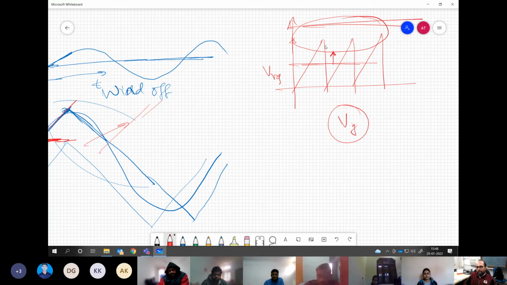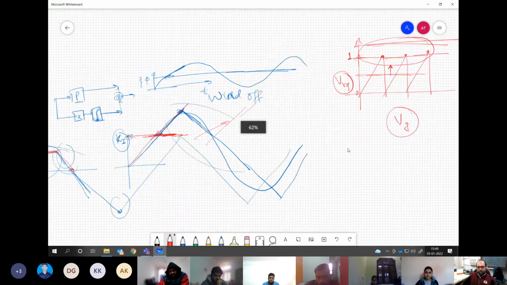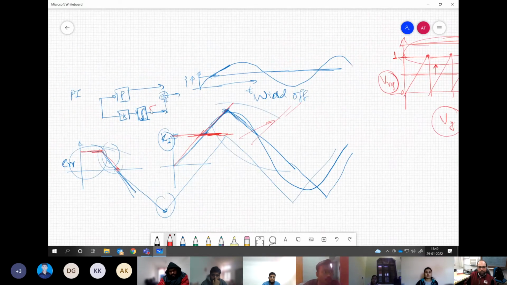So there must be some limit for this Vref, how much it can go. Within the controllable range, it can go between 0 and 1, which is the peak of your sawtooth carrier. Which means your integrator output, whenever you have a current controller, must be limited between 1, maybe -1 if you are going for the negative direction. But as of now, we have not gone for the negative direction, so keep it between 0 and 1. That is the saturation limit which you should have.